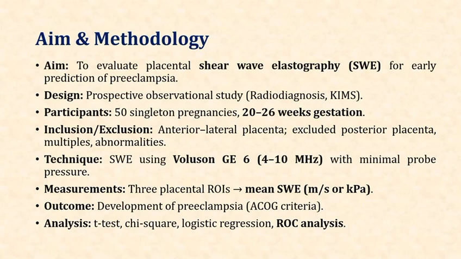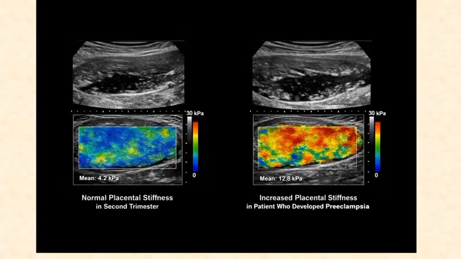Three placental ROIs are taken from which a mean shear wave elastography is calculated. The outcome was to check for the development of preeclampsia according to ACOG criteria. Analysis was done using t-test, chi-square test, logistic regression, and ROC analysis.